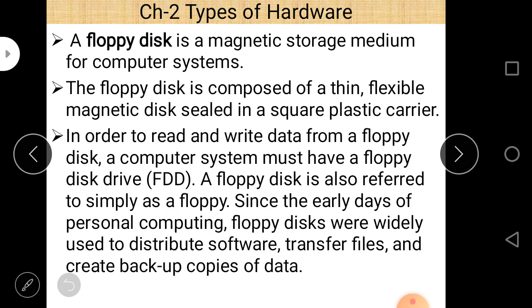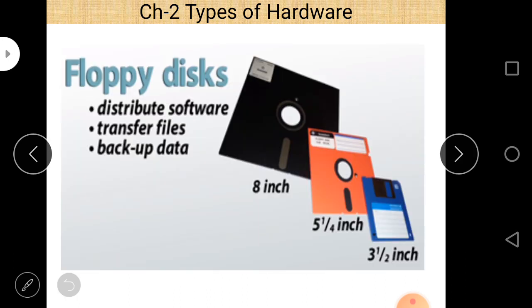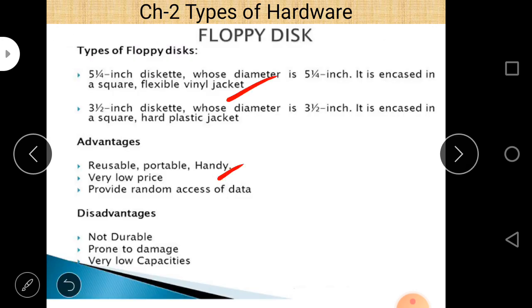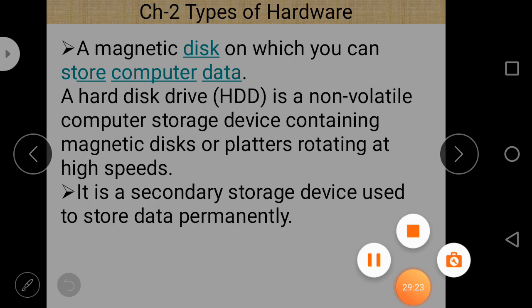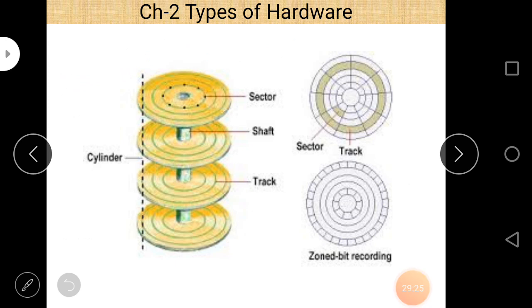This is a floppy disk. Some important points: first, it is a magnetic type memory. Second, its size, and the most common size is 1.44 MB. Always remember that. Next is hard disk. Always remember the diagram that I told you: platters, tracks, sectors, and then cylinder.